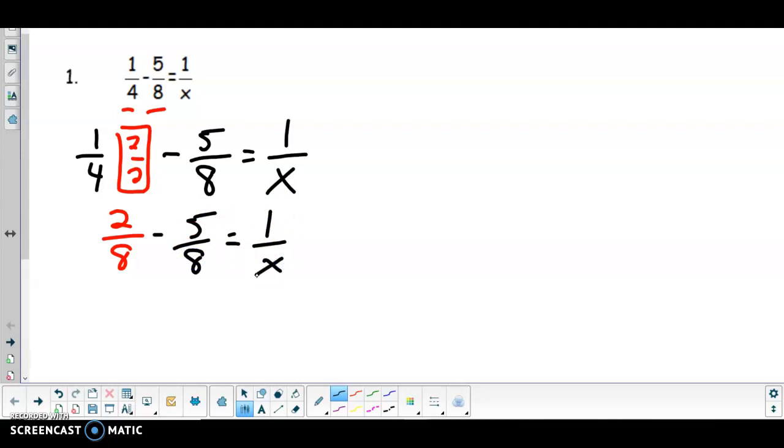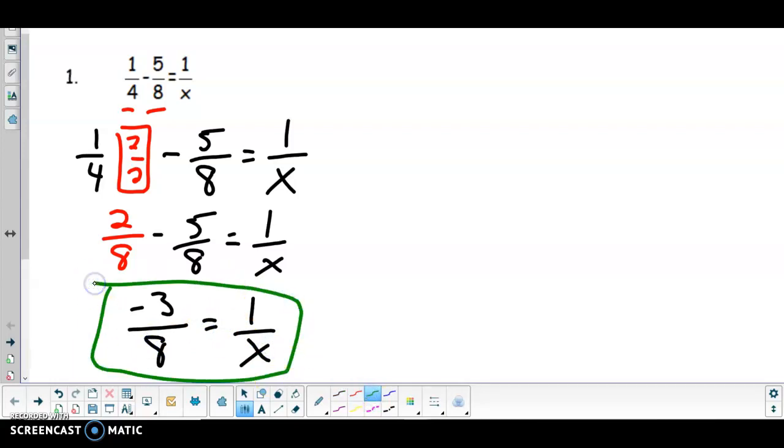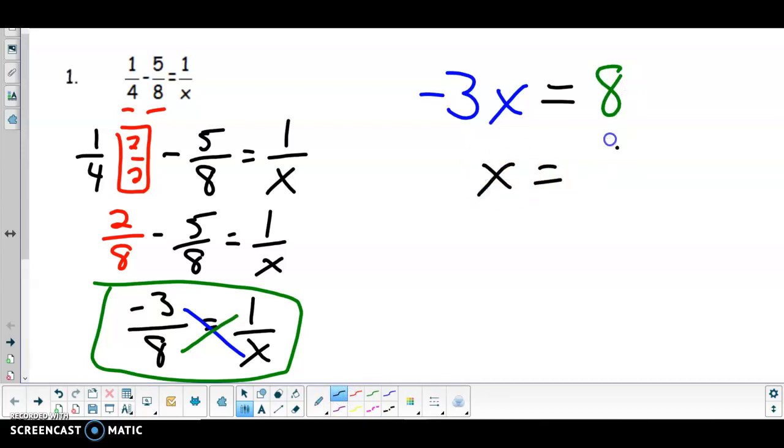So now combining the numerators because the denominators are the same, I'm going to get negative 3 over 8 is equal to 1 over x. So now we have our proportion. So multiplying these two together, I get negative 3x. That's going to be equal to multiplying these two together, which is going to give me 8. So isolating x, the answer here is going to be 8/3.